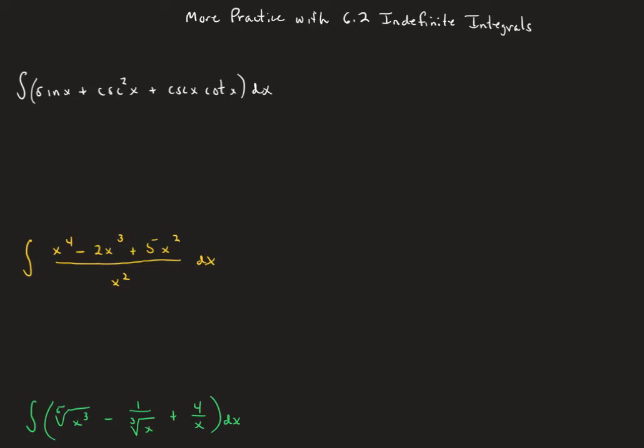So the function whose derivative is sine x is going to be negative cosine x, because remember the derivative of cosine is a negative sine. The derivative of cotangent is negative cosecant squared, so the antiderivative of cosecant squared is negative cotangent x. And the derivative of cosecant is negative cosecant cotangent, so the antiderivative of cosecant cotangent will be negative cosecant x. And then we're going to get our plus c, the constant of integration.